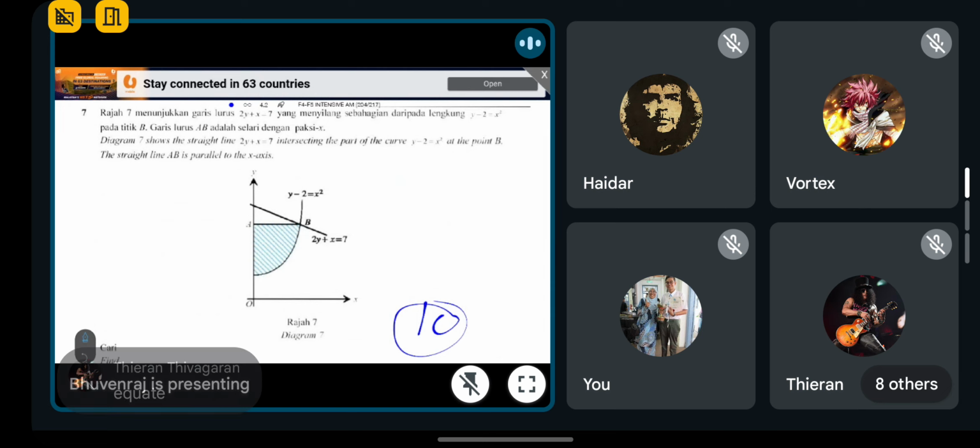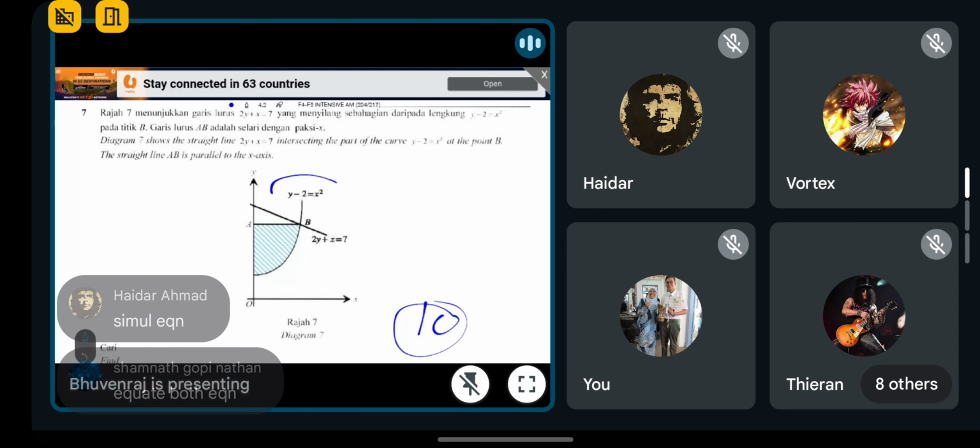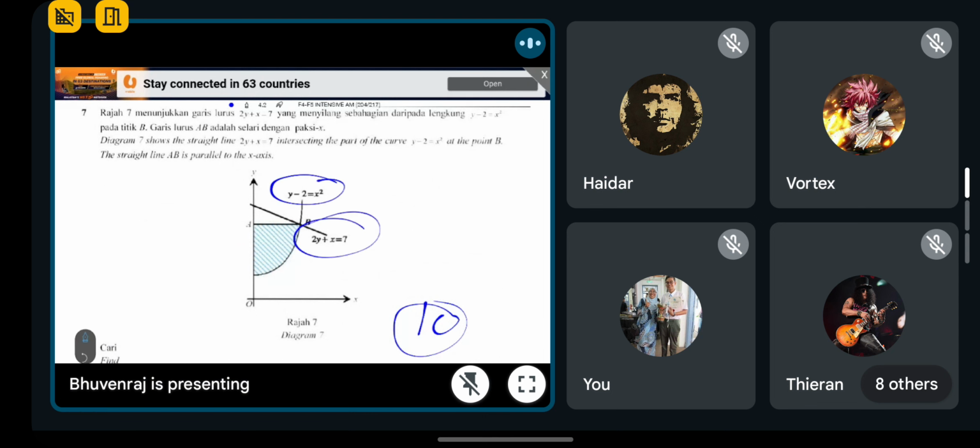Apa cadangan untuk cari coordinate B? Very good. Equate only. Then you will get your answer. Selesaikan persamaan serentak. Just solve simultaneous. Okay? You can substitute this into this or this into this. Both way also can. Okay? Kaedah penggantian. Then you will find out your X and Y value. That is your coordinate B.